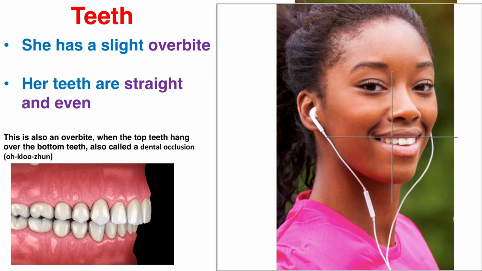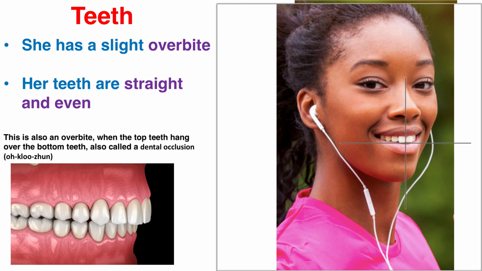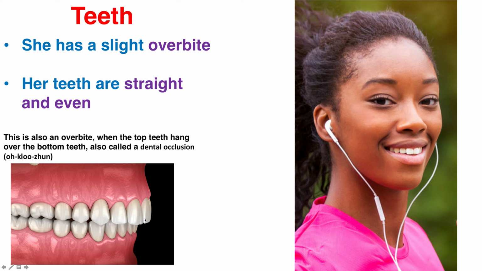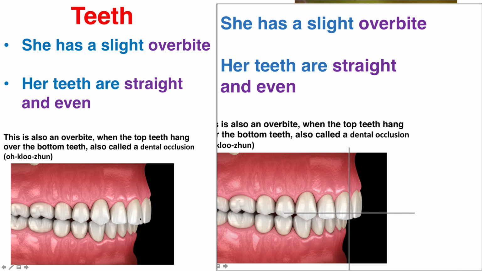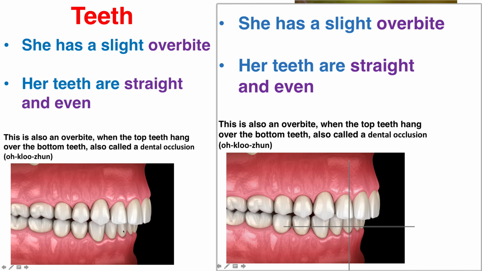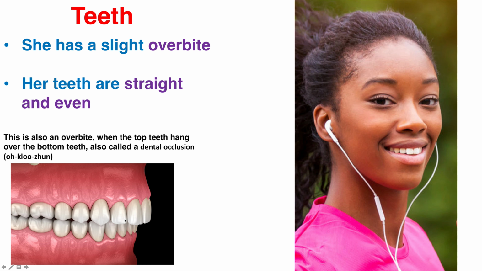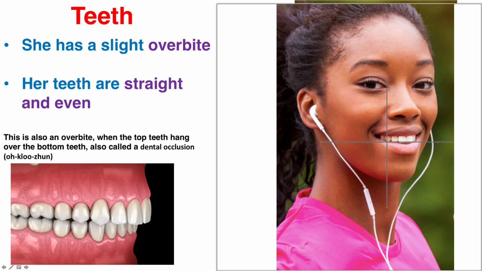How did you describe her teeth? So one of the first things I could mention is that she has a slight overbite, meaning her top teeth hang over her lower teeth. For another example of an overbite, would be this. So this is a very heavy overbite or a severe overbite where the teeth really hang over the bottom teeth. But looking at her teeth, or her overbite, it's very slight. It's barely even there. So a slight overbite.